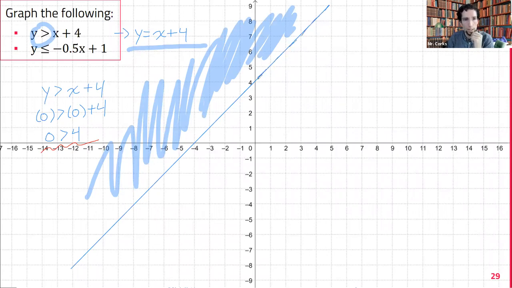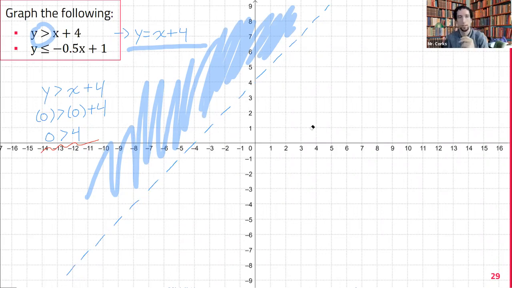Look at the inequality. It says y is greater than x plus 4. So there's one thing that's currently on our graph that's incorrect. Oh, dotted lines. Okay, so dotted line. So the actual line of y equals x plus 4, the line itself is not included. So this is the proper situation.